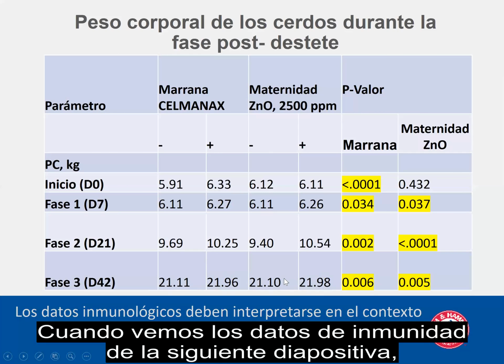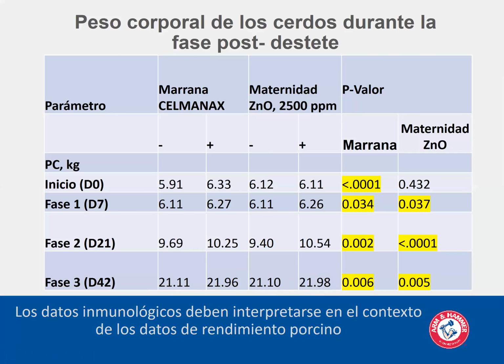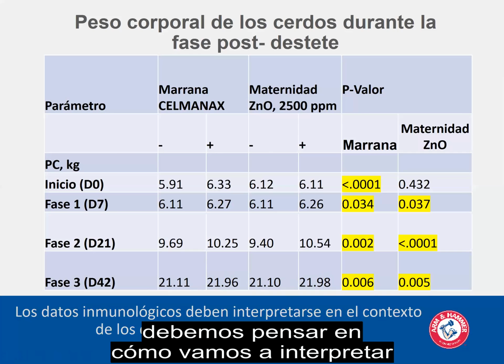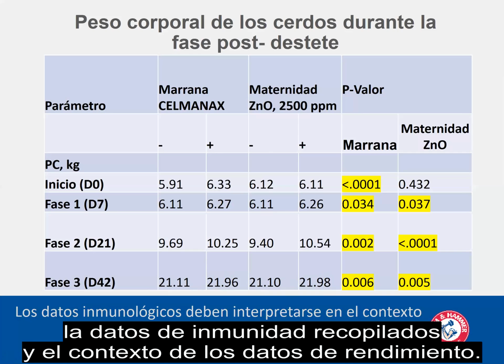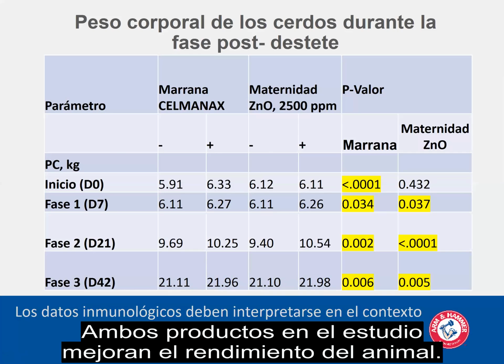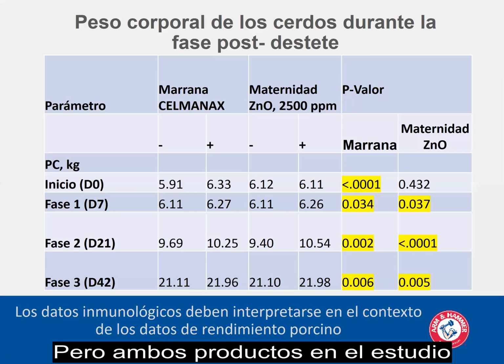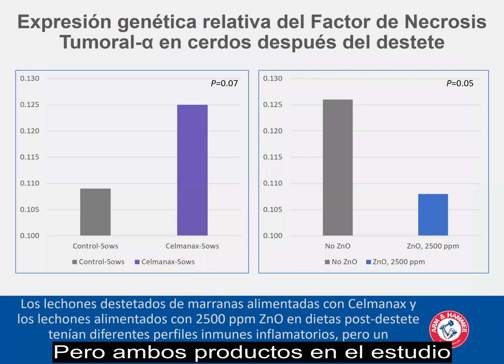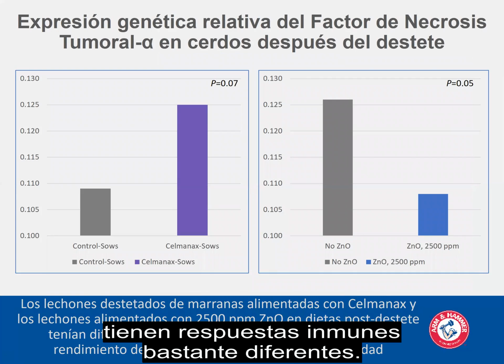So when we look at the immune data in the next slide, what we need to be thinking about is how are we going to interpret the immune data that came from these pigs in the context of this pig performance data. Both of the products in this study improved animal performance, but both of the products in this study had very, very different immune responses.